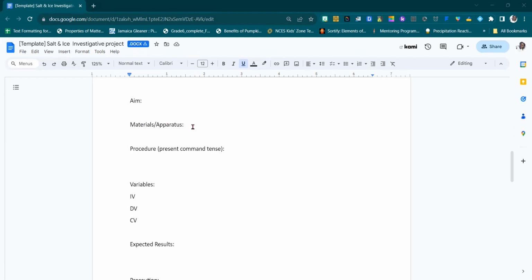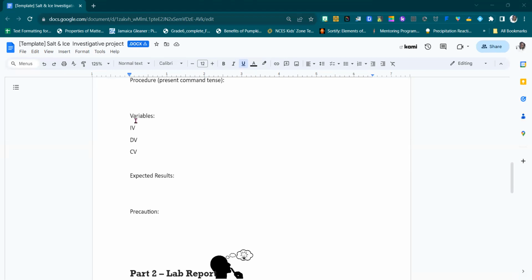After that, you're listing all the materials and apparatus that you're going to use, followed by your procedure, which is a present command tense. So put the verbs first. It's instructional. Fill a beaker. Pour 50 cm cubes in a test tube. Record your results.